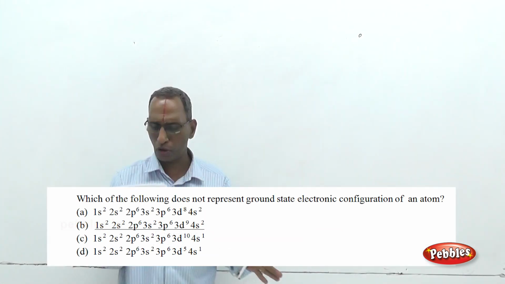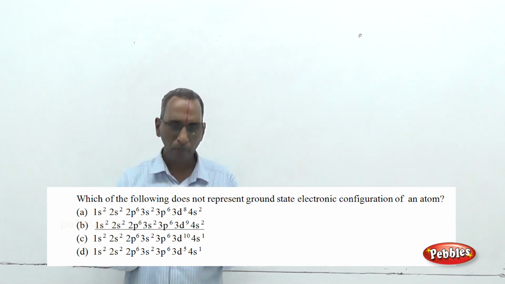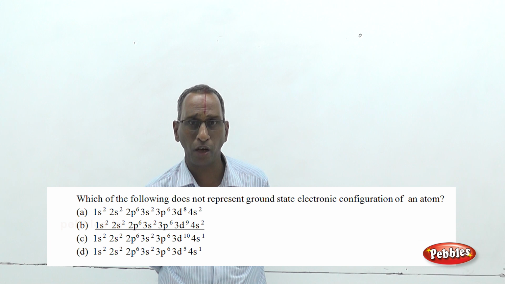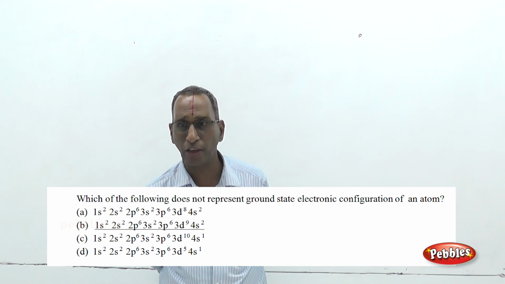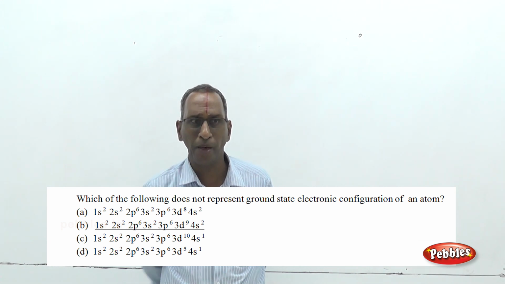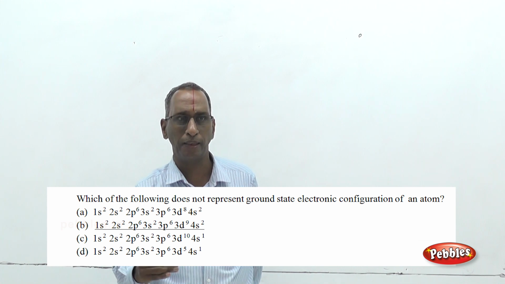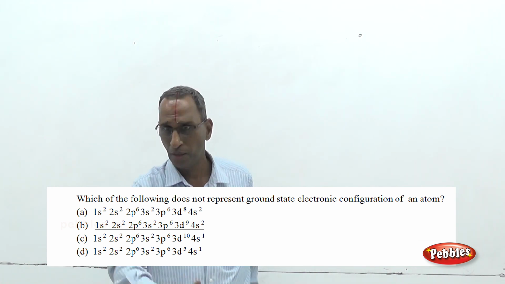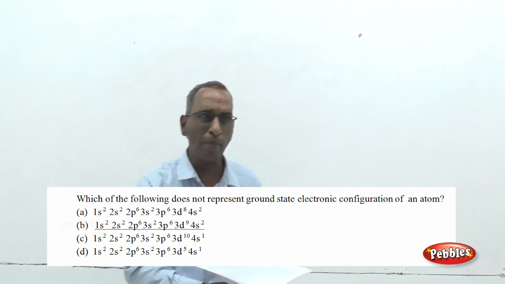Next one is electronic configuration. There are two types: ground state configuration and excited state configuration. Excited state means that, due to higher energy content, electrons will move to other shells of higher energy.